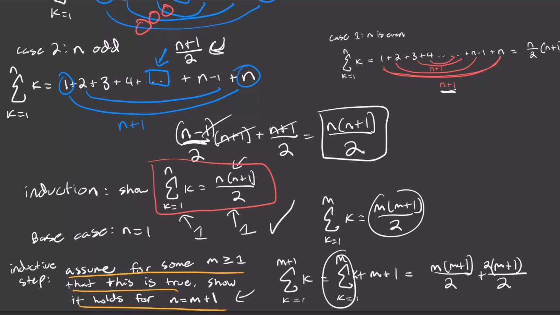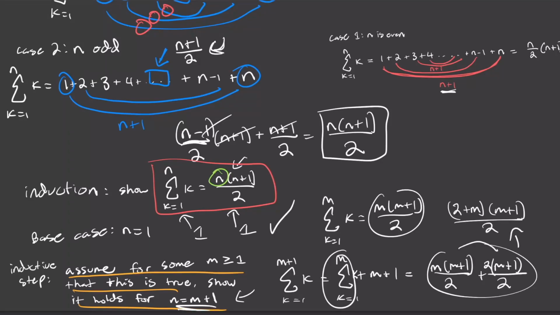So we can add these. And when I add these over our common denominator, obviously I'm going to get m plus 2 times m plus 1 divided by 2, and that's exactly what we wanted to show in the first place. That's just because if I plug in m plus 1 and m plus 2 to this side, then I will get exactly this back.